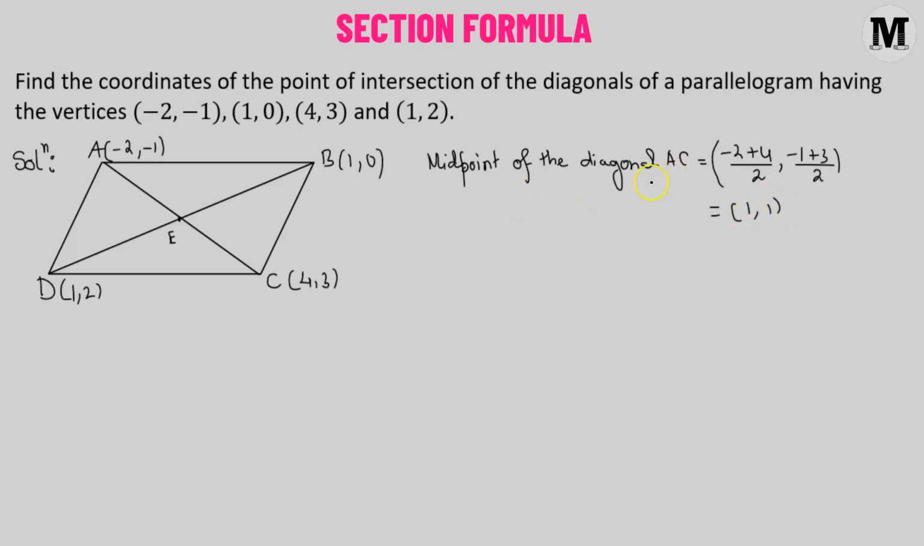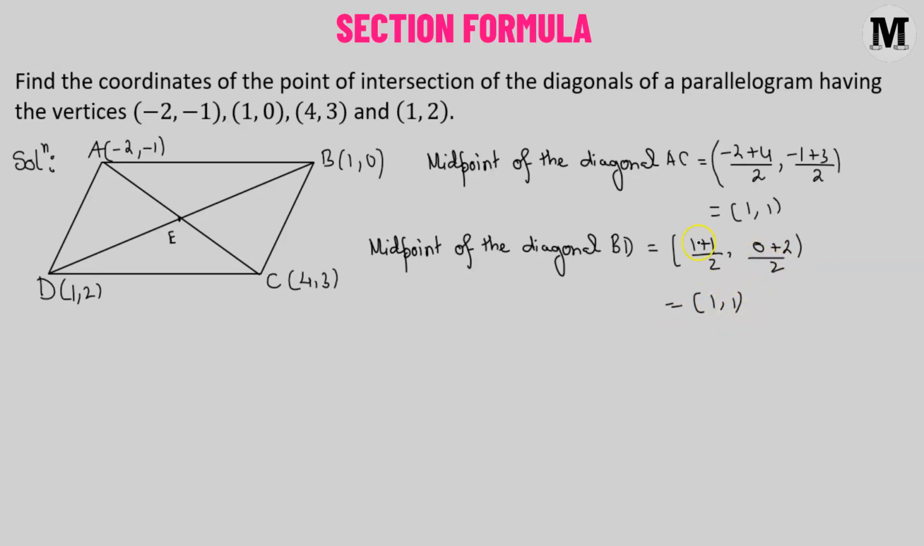Similarly, we'll obtain the midpoint of the diagonal BD. So we take the sum of the x coordinates first, so that's 1 plus 1 divided by 2. And then we take the sum of the y coordinates, so that's 0 plus 2 divided by 2. So that's also giving us (1, 1).